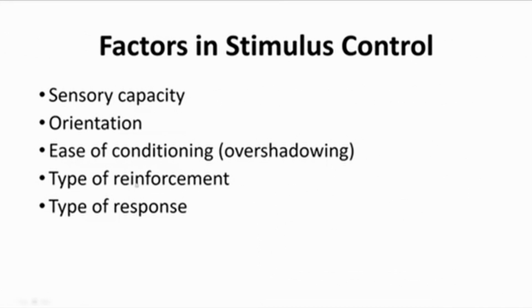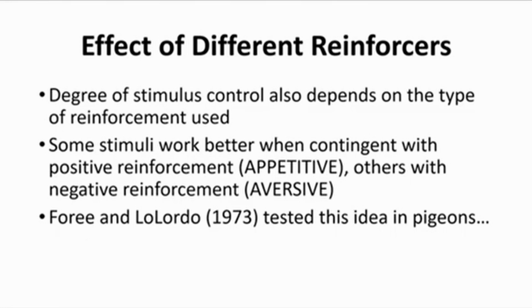Moving down our list of factors, we're going to talk next about the type of reinforcement that's being used. So degree of stimulus control, or how much stimulus control we can train, can also depend on the type of reinforcement that's being used. Some stimuli work better when contingent with positive reinforcement, others work better with negative reinforcement. And we've kind of touched on a similar topic earlier in the class, where there are certain stimuli that tend to pair better with other conditions.